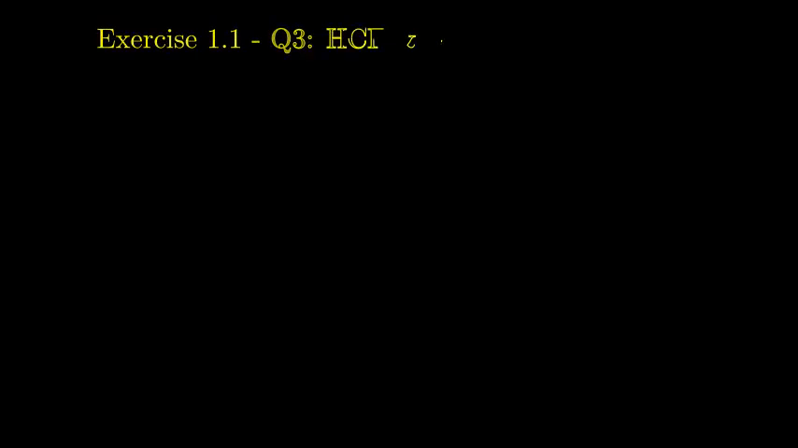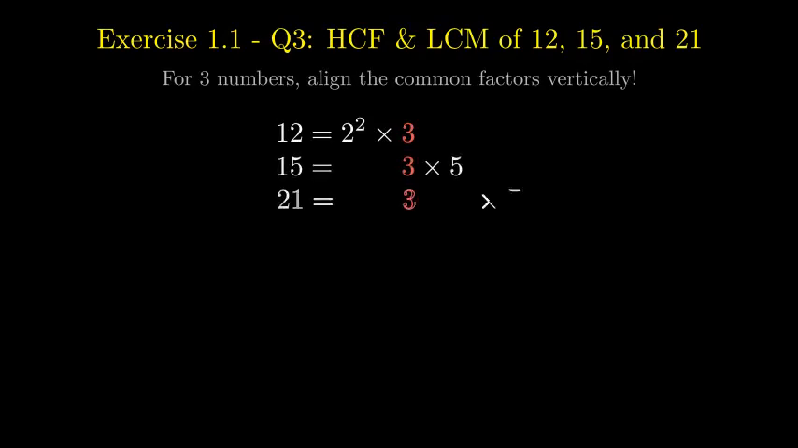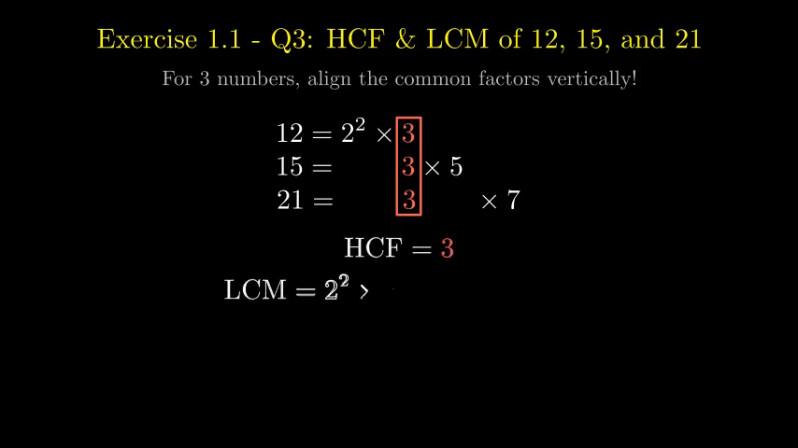Exercise 1.1, Question 3. Find the HCF and LCM of 12, 15, and 21. The key technique is to align the prime factors vertically. 12 equals 2 squared times 3. 15 equals 3 times 5. 21 equals 3 times 7. Looking at the columns, the factor 3 appears in all three numbers. The factors 2, 5, and 7 do not appear in all three. Therefore, HCF of 12, 15, and 21 equals 3.